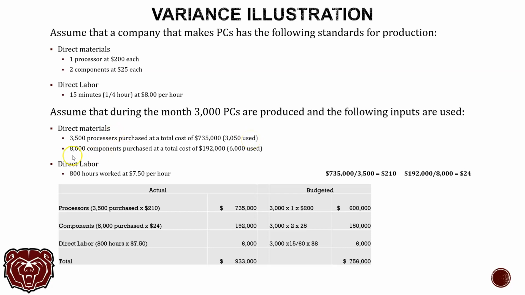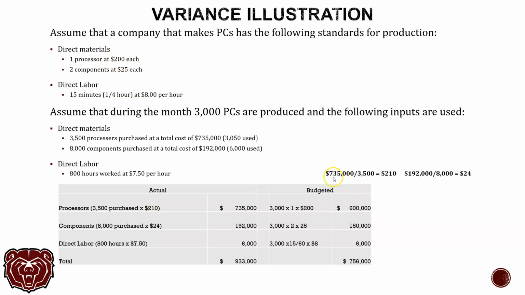We purchased 8,000 components at a total cost of $192,000. We used 6,000 of those. Direct labor, we had 800 hours worked at $7.50 per hour. So again, less than what we budgeted. That's okay. Now, how do we come up with these actual numbers here versus our budgeted numbers?